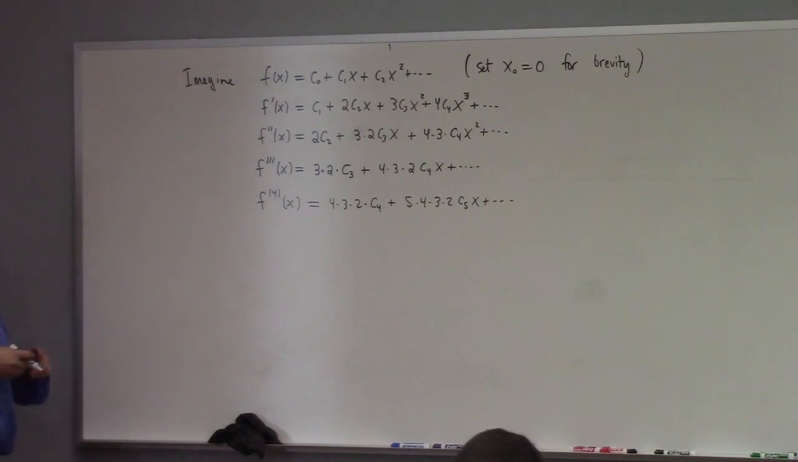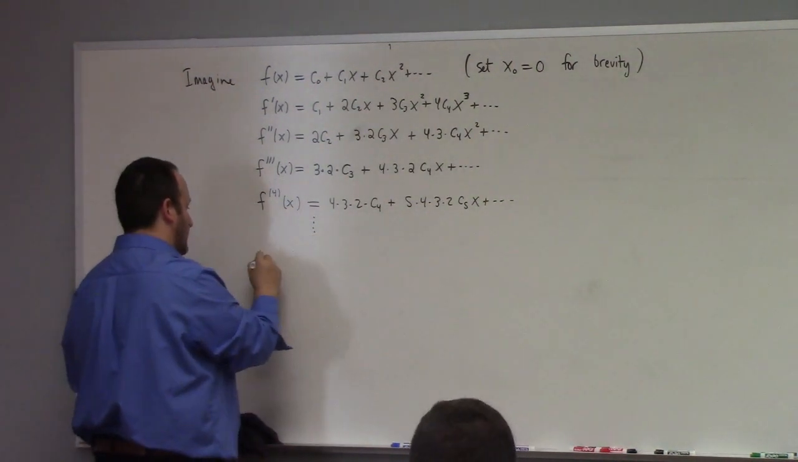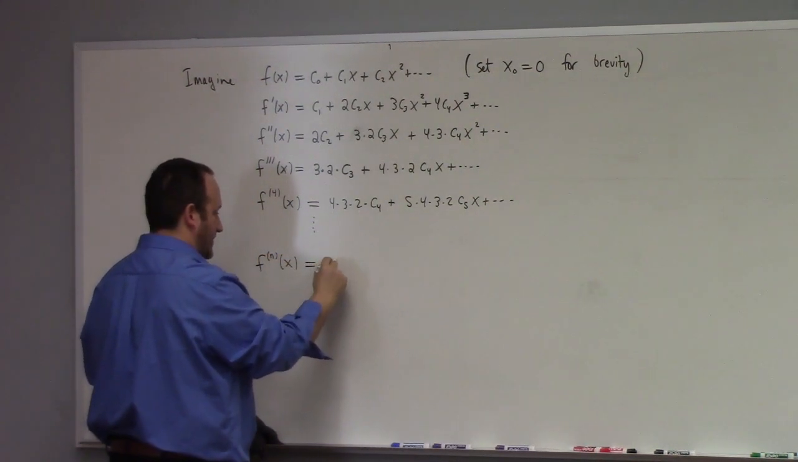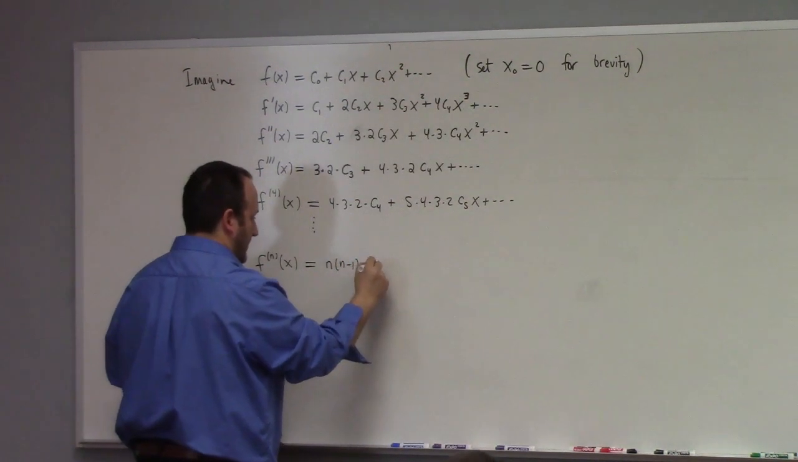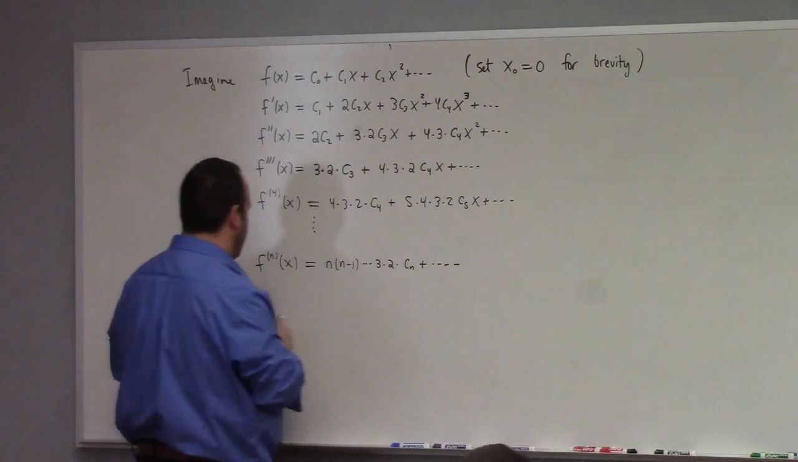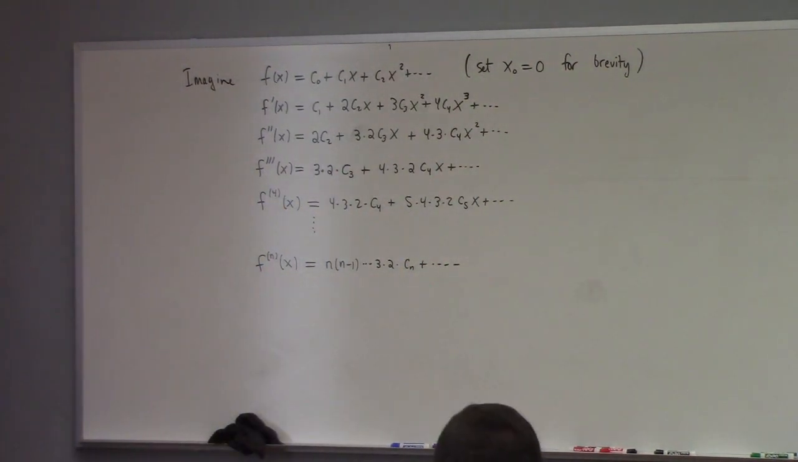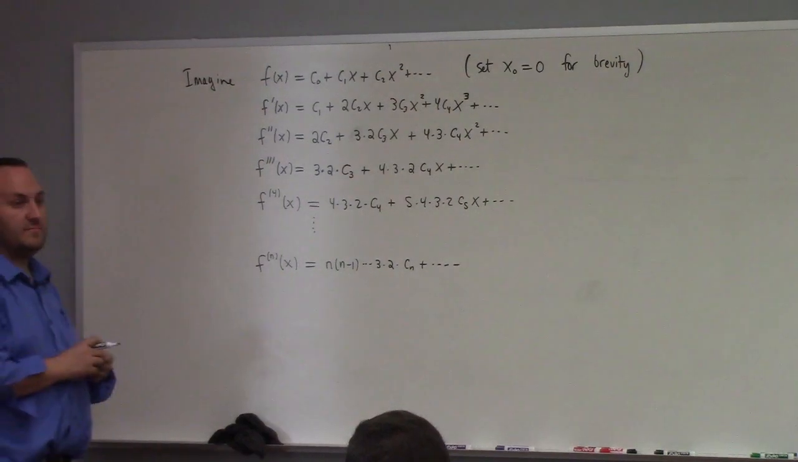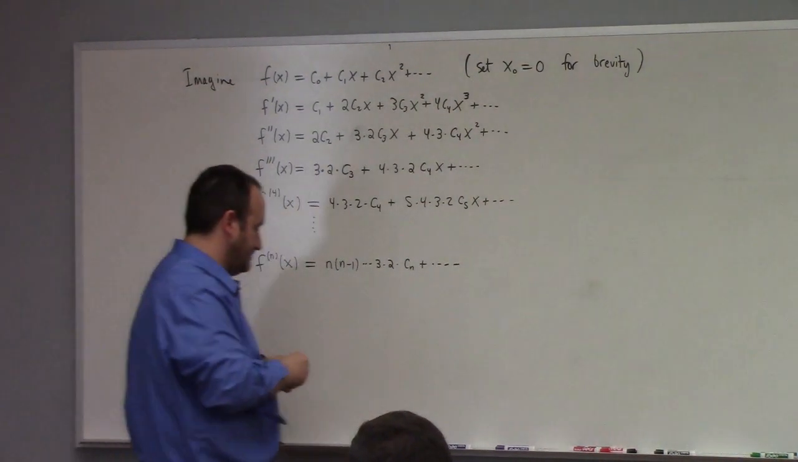What happens if we keep doing this? What's the nth derivative? What's that look like? It's n times n minus 1 all the way times 3 times 2 times cn plus stuff. And so, in fact, just look at what we've done. What happens when we evaluate any of these at 0?